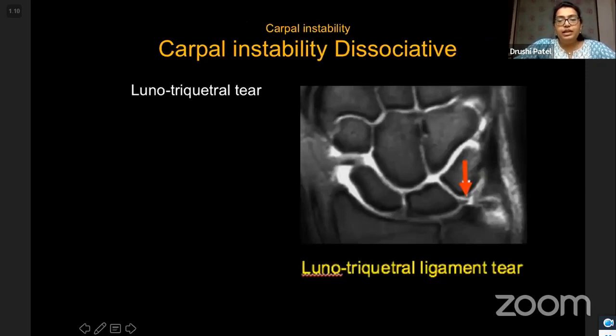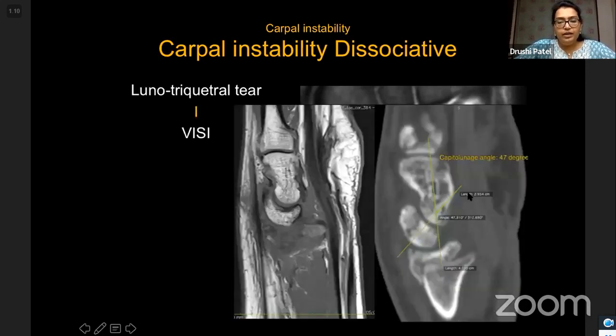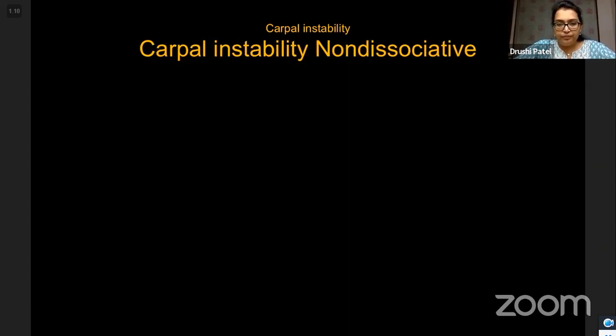Another example is when there is a lunotriquetral ligament tear resulting in a VISI deformity. So whenever misalignments occur in between the carpal bones because of an intrinsic ligament tear, like a lunotriquetral or scapholunate ligament tear, that is carpal instability dissociative.